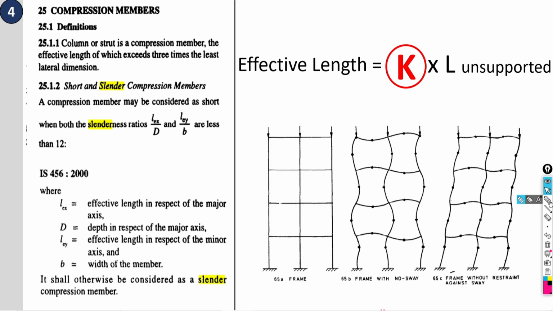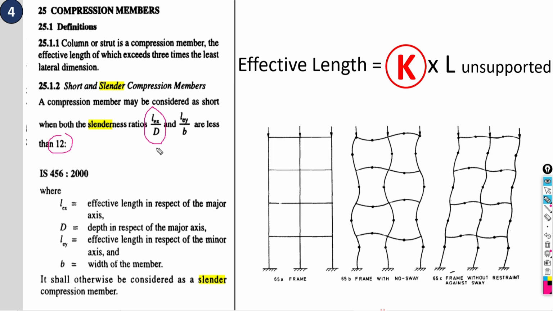So here, if you follow IS 456 2000, clause number 25, compression member, there they have discussed that to decide short column and long column, you have to check the ratio of effective length divided by either your width or depth. In any of the directions, if you are getting the ratio more than 12, at that time you have to call it a long column. If you are getting the value less than 12, your column is a short column.